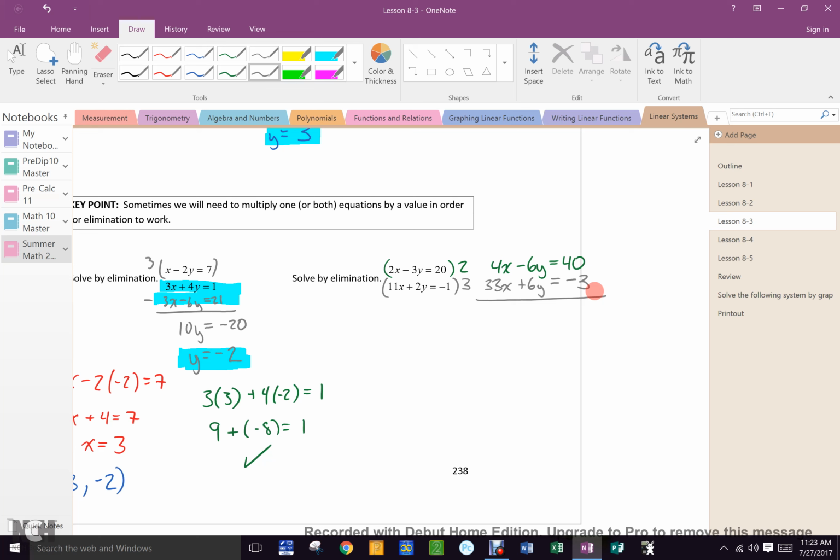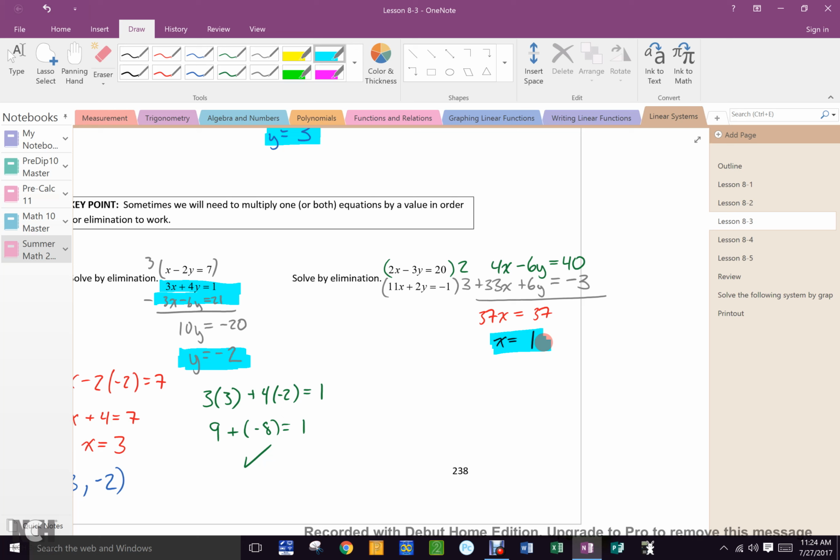So, those 6's are the same with a different sign. So do we add them or do we subtract them? We add them. What is 4 plus 33? 37. Negative 6 plus 6 is 0. 40 plus negative 3 is 37. So what does x equal? 1. Now, where are we allowed to put that 1? Any of the 4 equations we have that has an x in it.